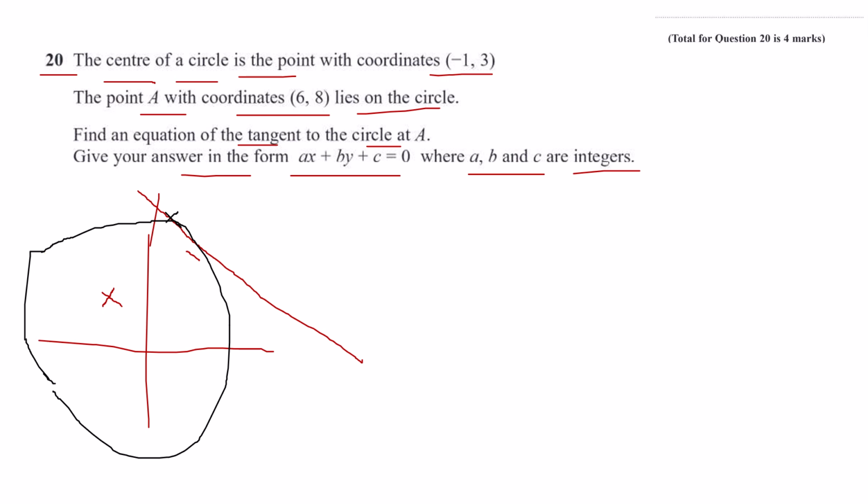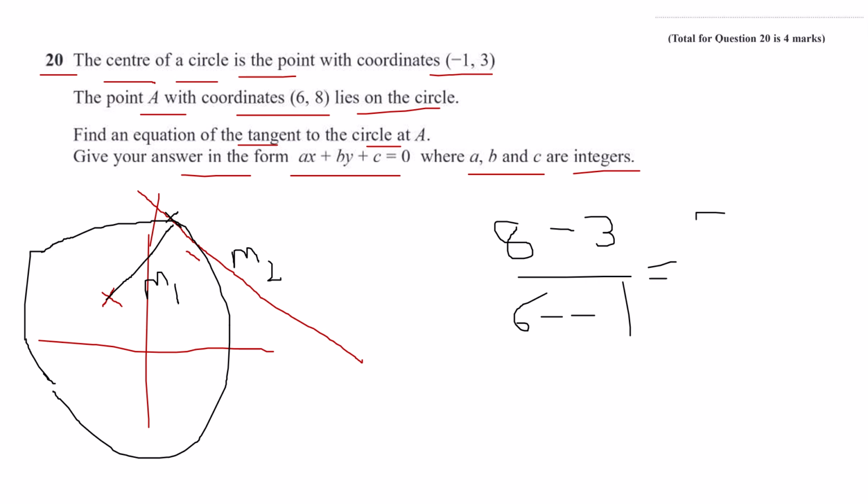So, step 1, I want to work out the gradient of this line here, so of these 2 points. I'm going to call this m1, and I'm going to call the gradient of the tangent line m2. The gradient m1 is going to be difference in y over difference in x, so 8 minus 3 over 6 minus 1, which equals 5/7. Let's just check I've not made a mistake: 8 minus 3 makes 5, 6 minus 1 makes 7.